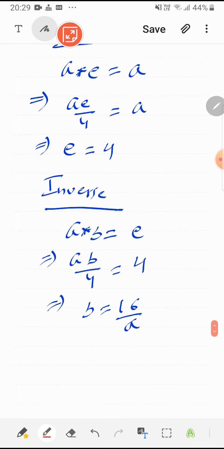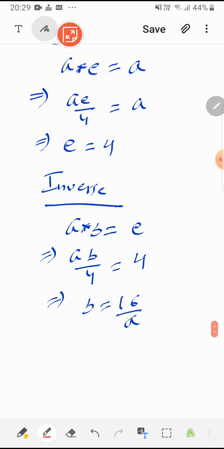So hence it is the inverse of A. So I hope with this illustration you must have got the idea of identity and inverse.